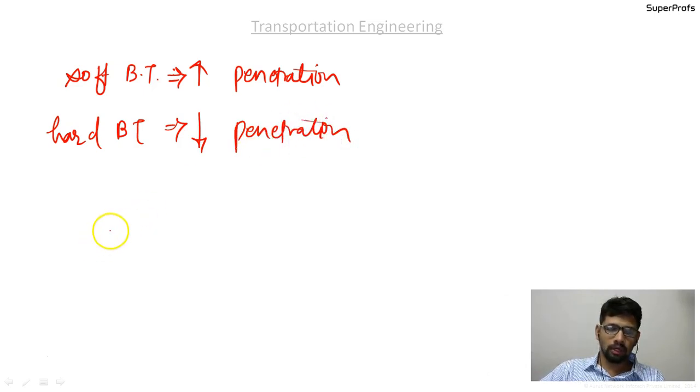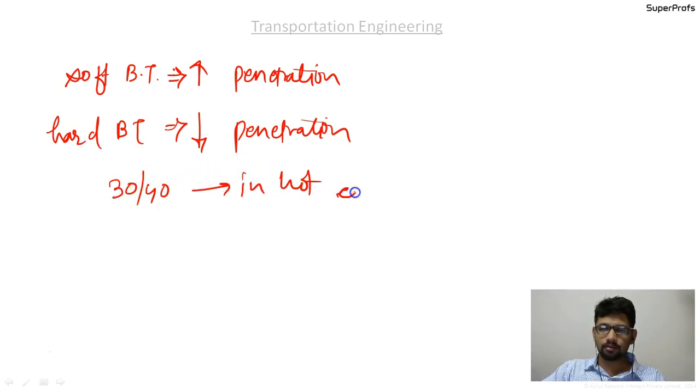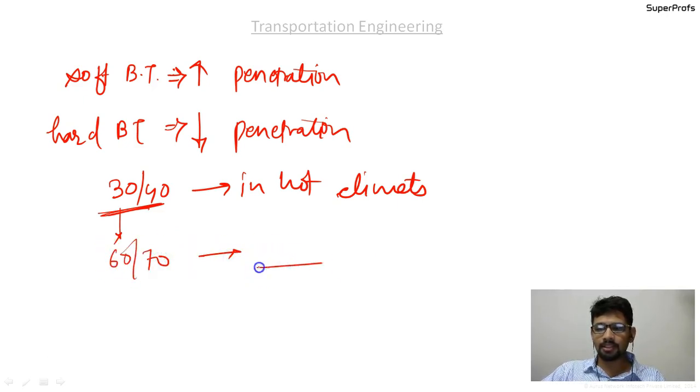In market, the commonly used grade of bitumen is 30/40 in hot climates, and if it is going to be a cold climate, then we will have to use bitumen that has got higher grade, like maybe 60/70. Since the temperature is low, we need less viscous bitumen, so we need to use the higher grade bitumen in that case.